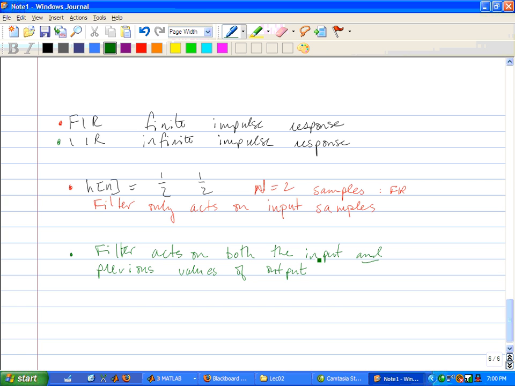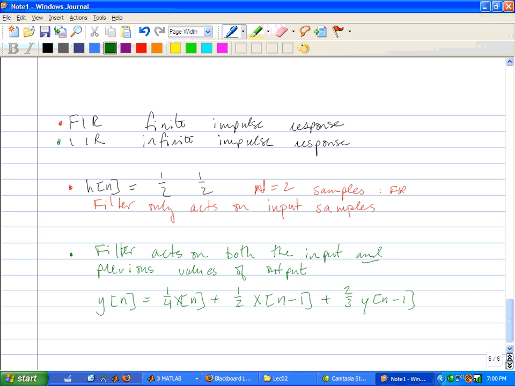So what does that mean? For example, you could have a filter that says the current sample y of n is equal to, let's just say arbitrarily, a quarter of x of n plus a half of the previous value of x plus 2/3 of the previous value of y. You call this a difference equation. And you can see that y is not only dependent on your input x, but it also depends on previous values of y.